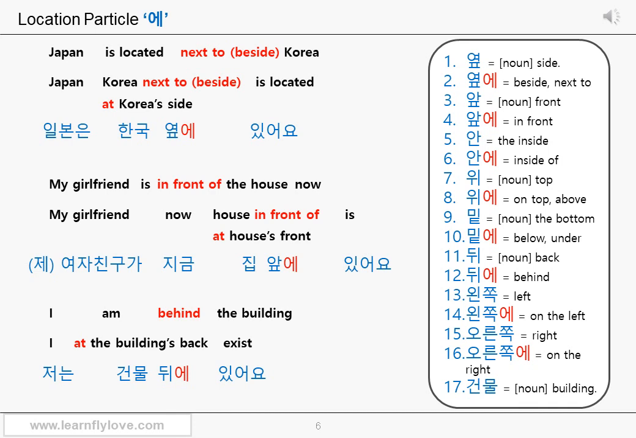Exist, am, 있어요. 저는 건물 뒤에 있어요. I, at building's back, exist. I am behind the building. 저는 건물 뒤에 있어요. Okay?